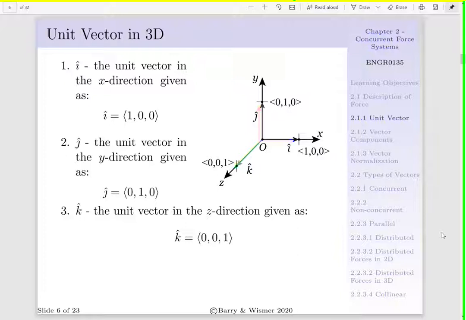J hat is the unit vector in our y direction. It is given as <0, 1, 0>, where there's no component in the x or z direction, and it has a length of unity in the y direction. Lastly, k hat is the unit vector in the z direction, given as <0, 0, 1>, and this is shown as the green vector in the figure above. We have a length of 1 in the z direction, and no other length contributions in our x or y directions. These 3 unit vectors are mutually orthogonal, and they comprise our Cartesian coordinate system.